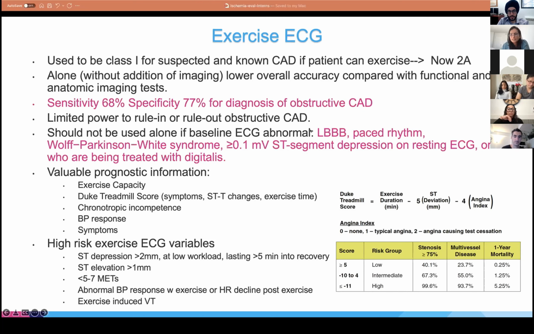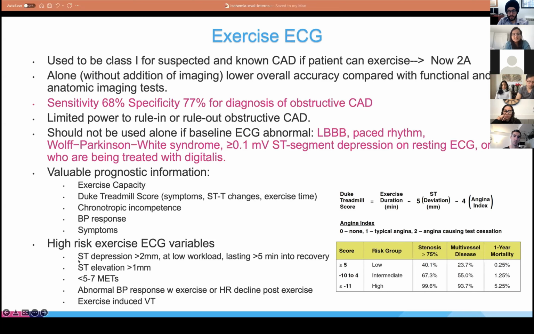It should especially not be used for any patients who have had some sort of baseline ECG abnormality. If you see a left bundle on their ECG, or the patient has a pacemaker, or there is Wolff-Parkinson-White syndrome and a delta wave that you see on your EKG, or some sort of ST-T abnormalities, those are the patients you don't want to do exercise ECG alone. You want to combine it with imaging, but for left bundle and paced rhythm, you actually want to choose a vasodilator test or a pharmacologic test over an exercise test, and I'll tell you why.